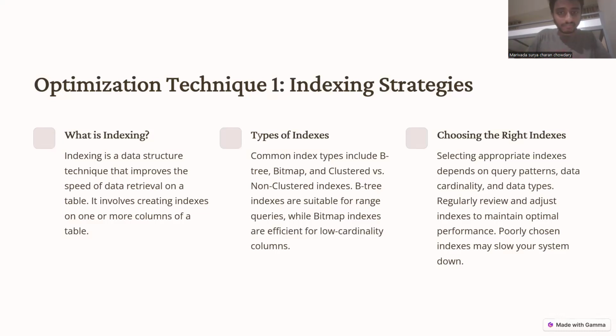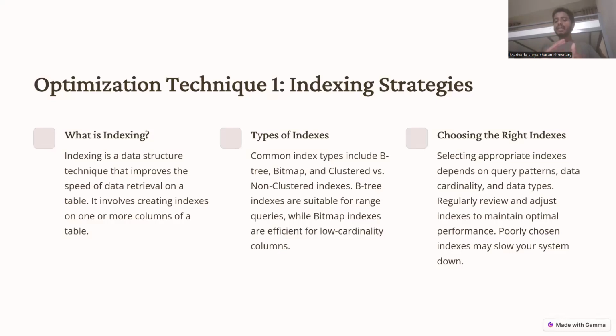Now, there are different types of indexes: B-tree index, bitmap index, and clustered versus non-clustered indexes. B-tree indexes are suitable for range queries and bitmap indexes are effective for low cardinality columns. It is also important to choose the right indexes. The index we choose should be appropriate.